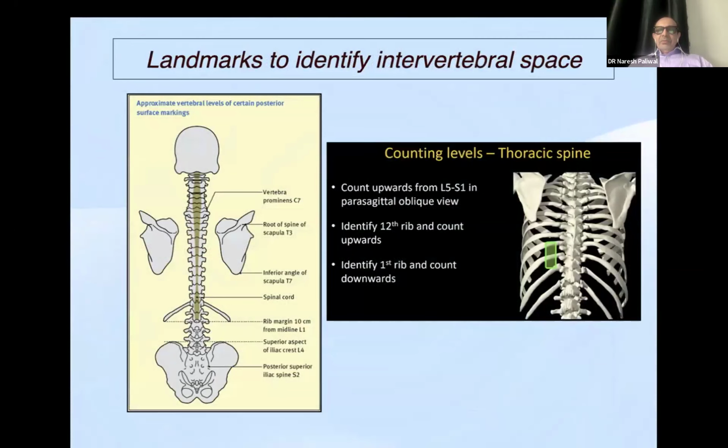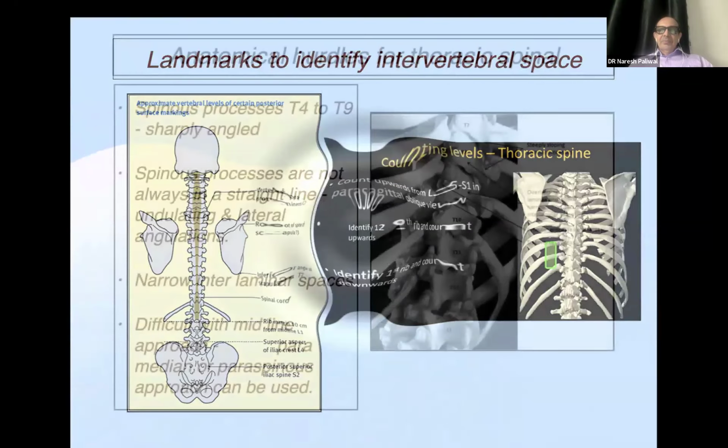About the landmarks to identify intervertebral spaces, you can find from the approximate surface marking. You know vertebra prominens as C7, root of the spine of the scapula about T3, inferior angle of the scapula T7, and then the superior aspect of the iliac crest. Then if you have ultrasound, you can count upwards from the L5-S1 in parasagittal oblique view, or you can mark the 12th rib and go upwards. You can identify the first rib and go downwards to locate the required interspace.